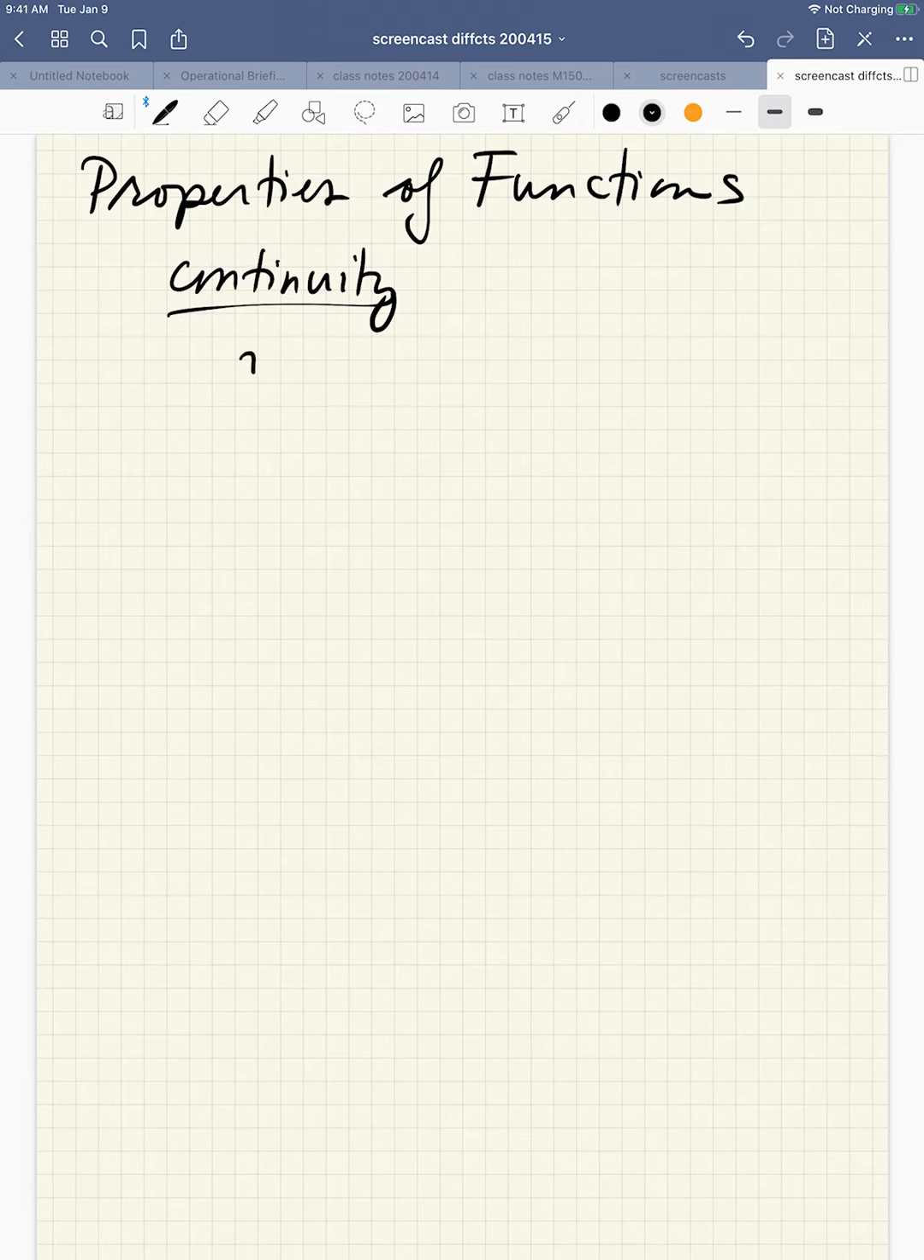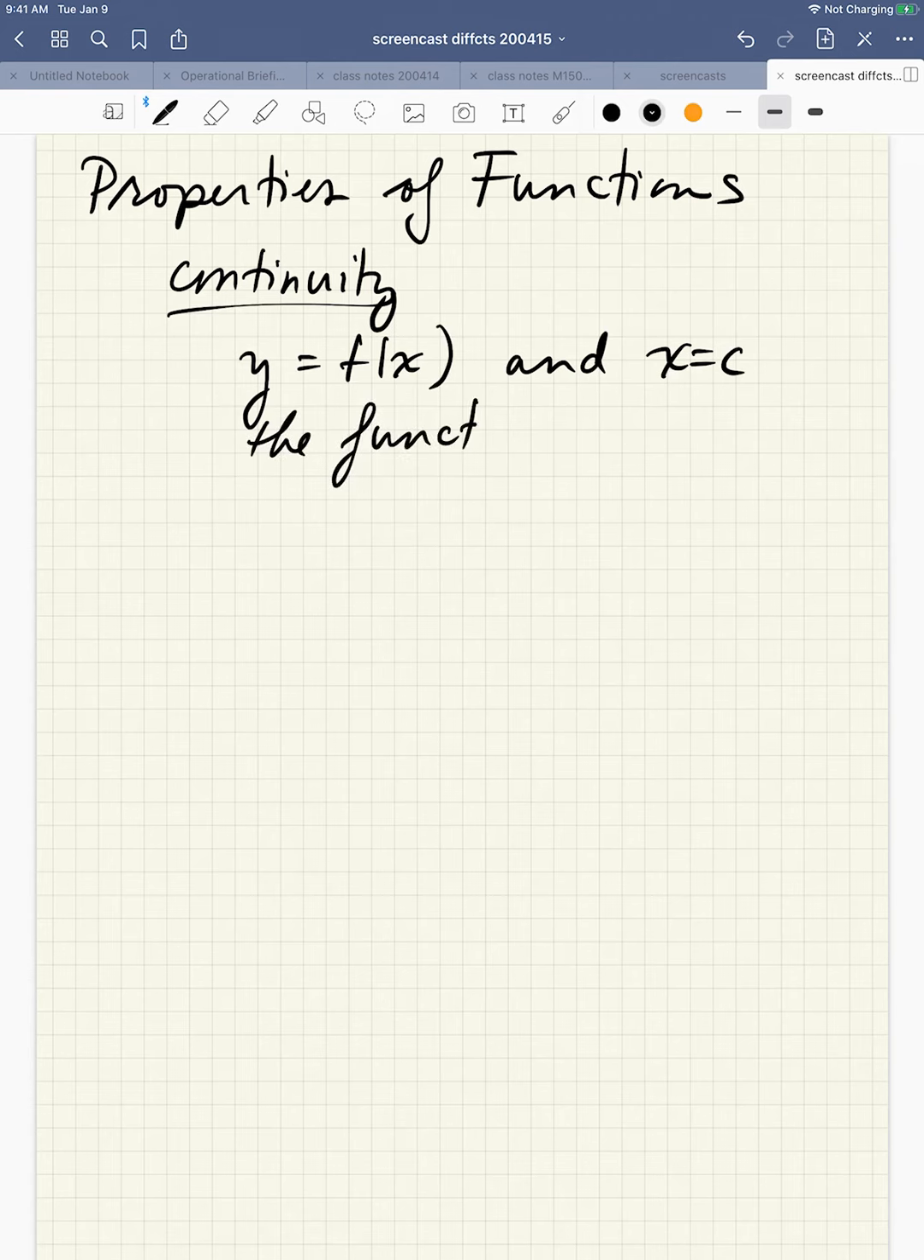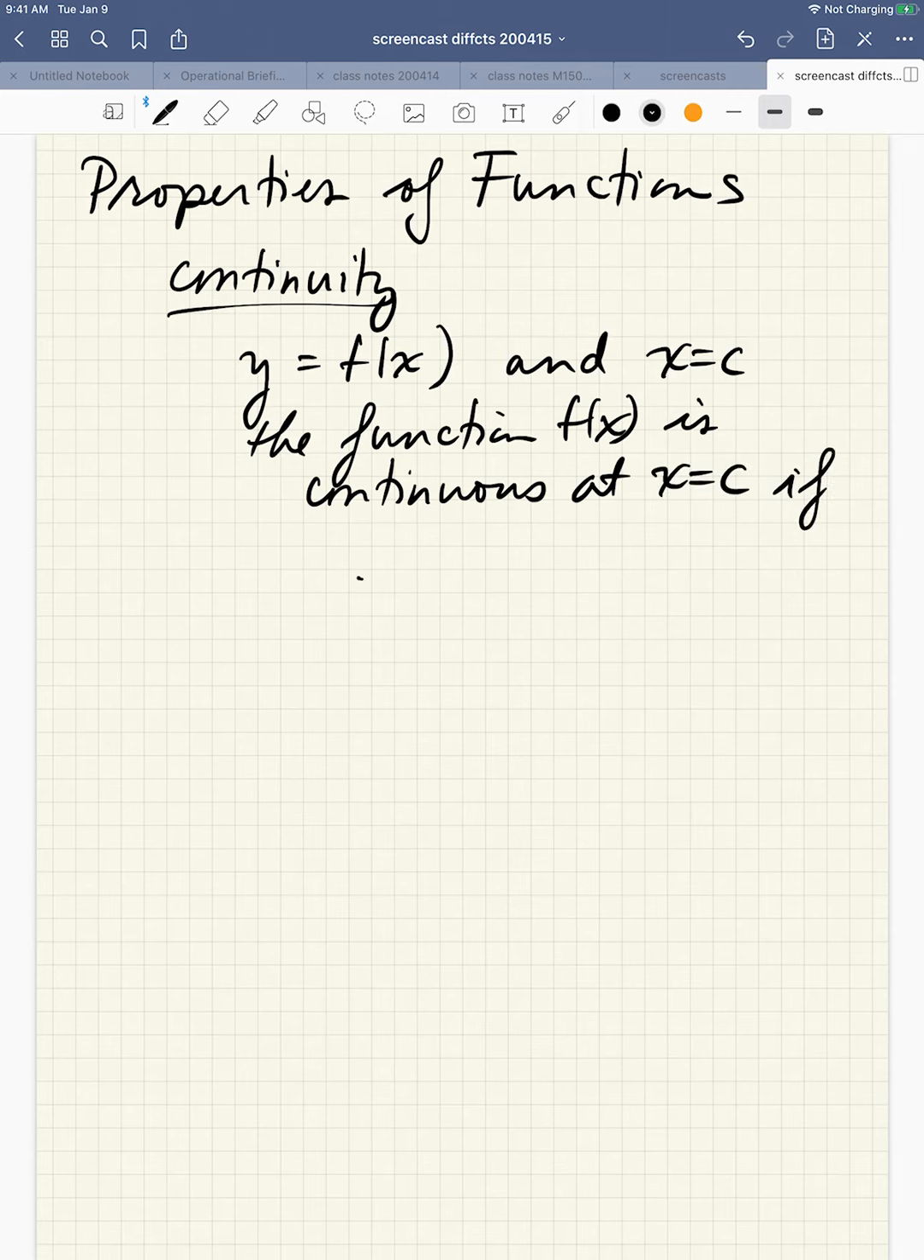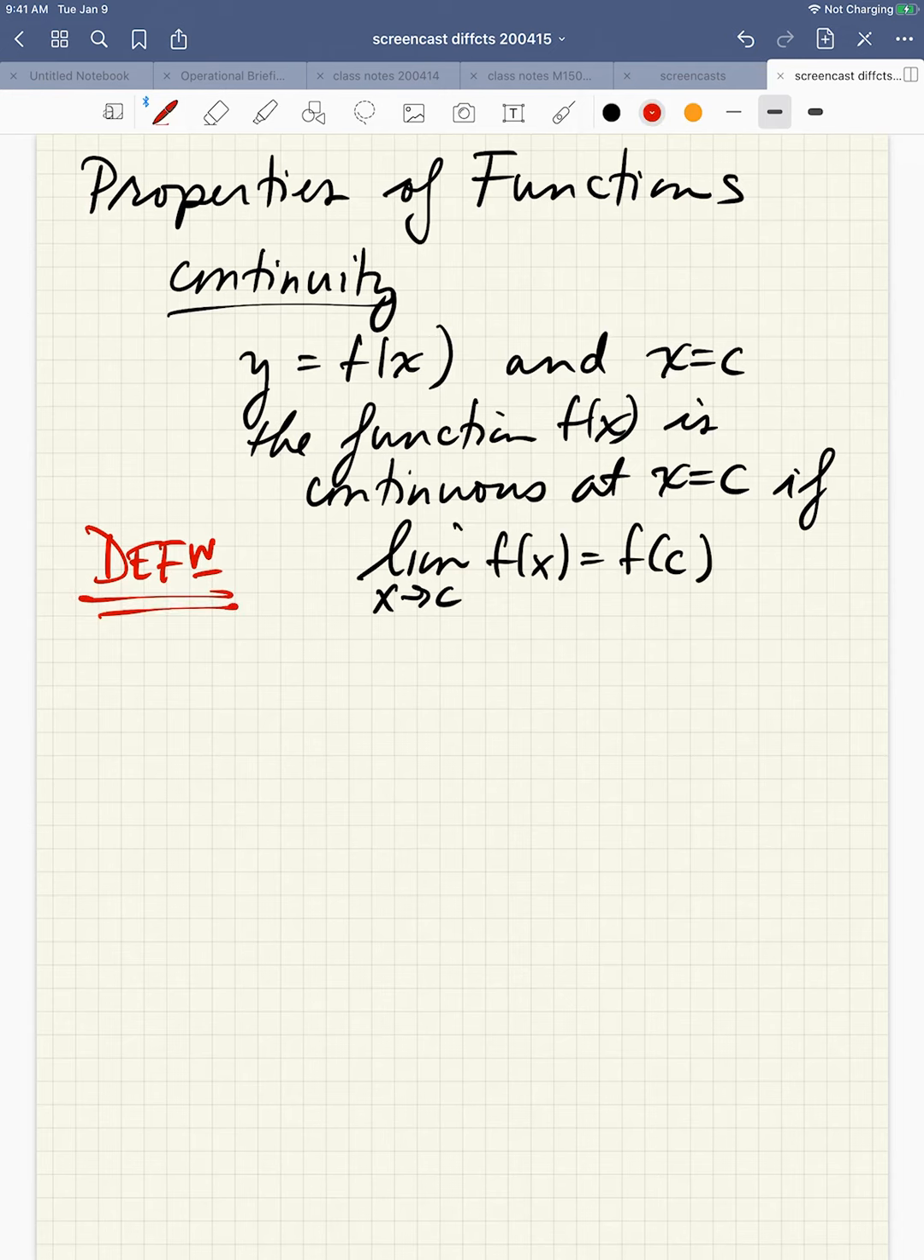If we have a function f of x, x is its independent variable, y is its dependent variable, and if we have some input x equals c, we can say the function f of x is continuous at an input x equals c if the following is true: the limit as x goes to c of f of x equals f of c. This is the definition of what it means for a function to be continuous at a point.